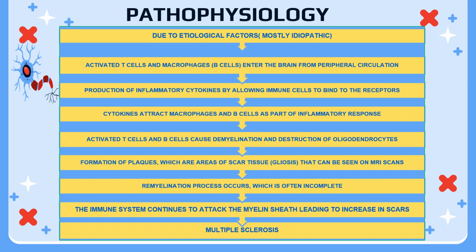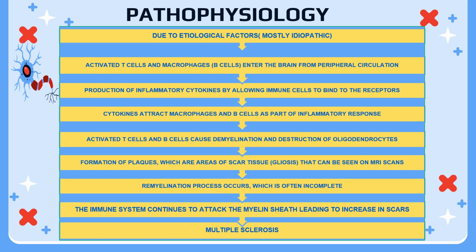So what happens because of the etiological factors? Your T cells and macrophages or B cells are activated, and they enter the brain from the peripheral circulation. Till here it's fine. Now, because of that, there is production of inflammatory cytokines by allowing the immune cells to bind to the receptors. The cytokines attract the macrophages and B cells as part of the inflammatory response. The activated T cells and B cells cause the demyelination and destruction.